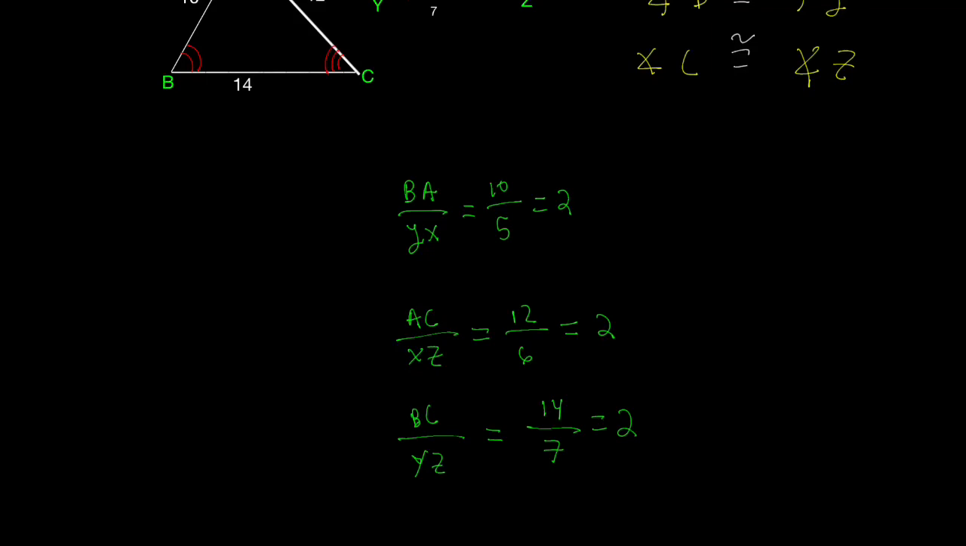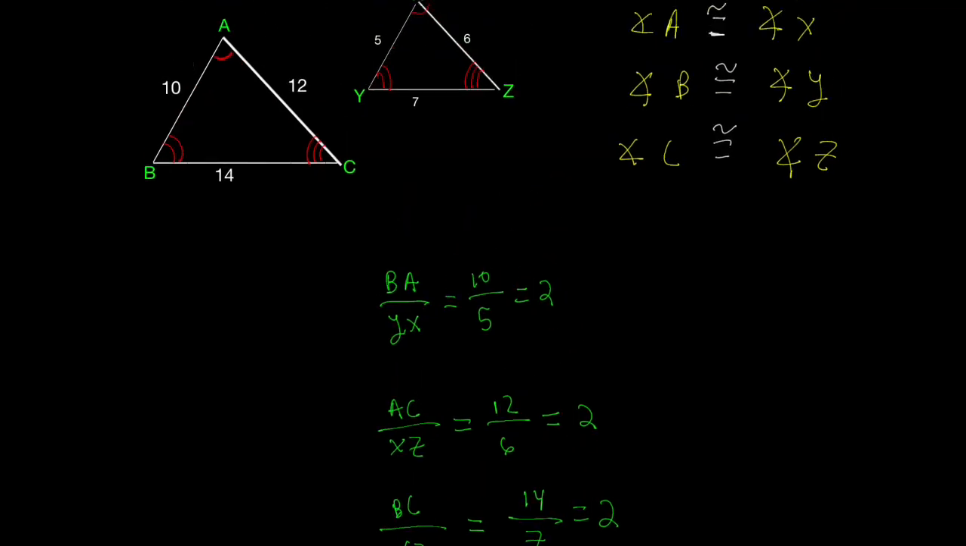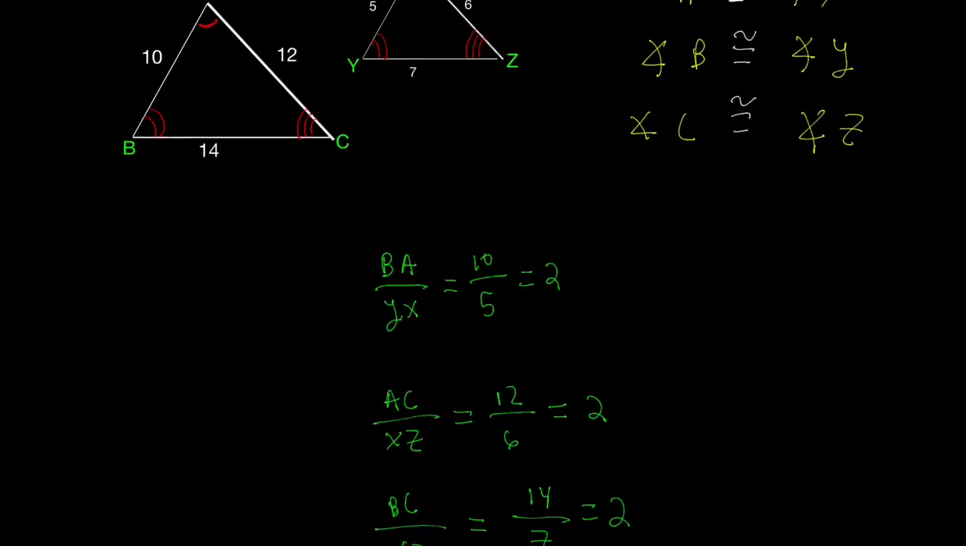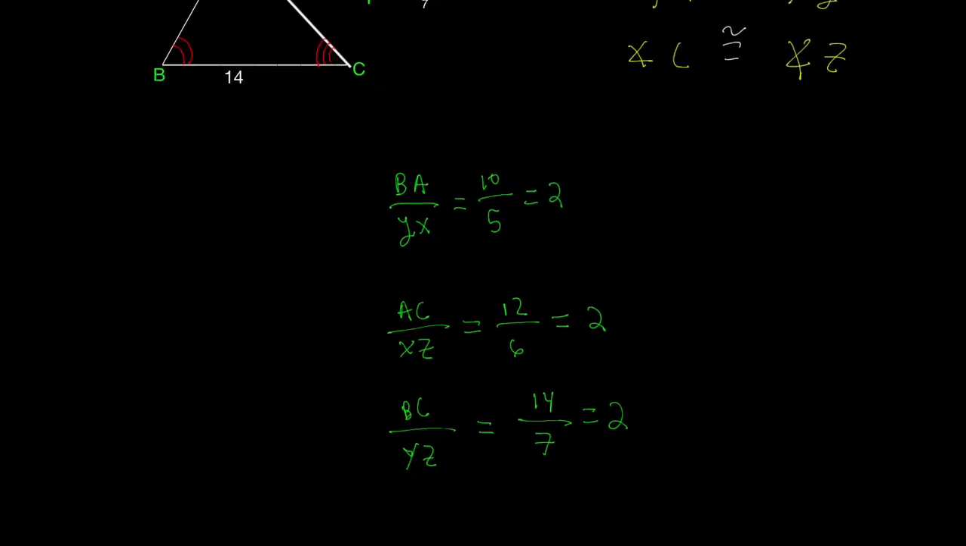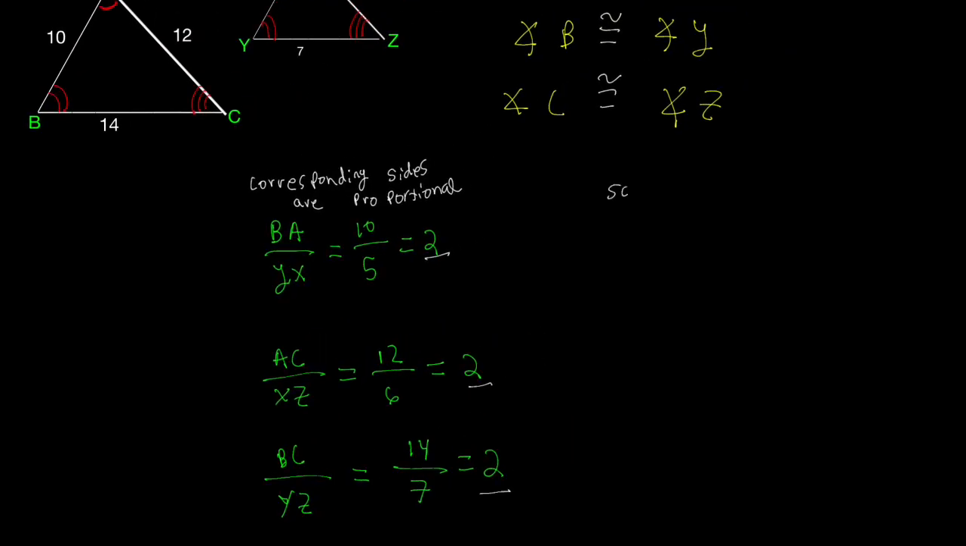So we take a look at all of these sides, because that's all of them. And we see that, yes, we're getting 2, 2, 2, and so all of the corresponding sides are proportional. And if your corresponding sides are proportional, this value right here, that's called your scaling factor. So here the scaling factor will be 2.